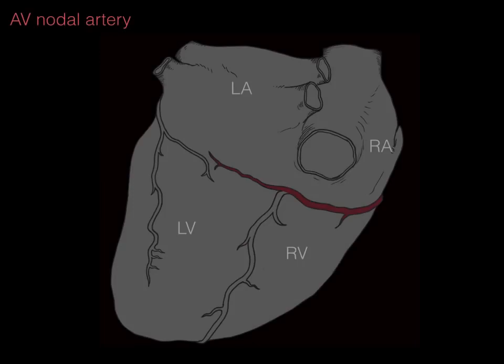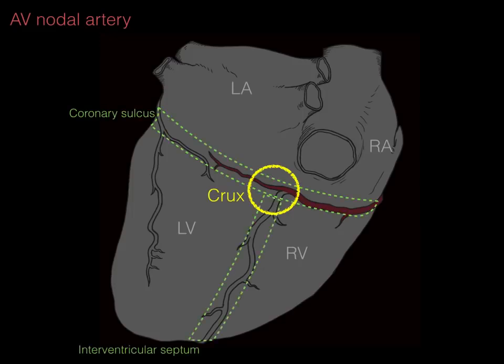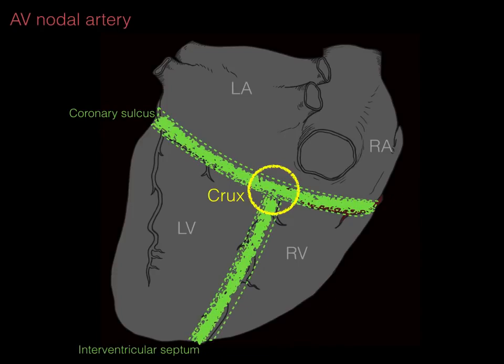So this shows our left and right atrium, left and right ventricles. To talk about that AV nodal artery, let's do a little anatomy review of the heart. That circle represents what's called the crux of the heart. It gets its name because there's our coronary sulcus and there's the interventricular septum, and that forms a T-shape, also looks like a cross. Crux is cross in Latin.